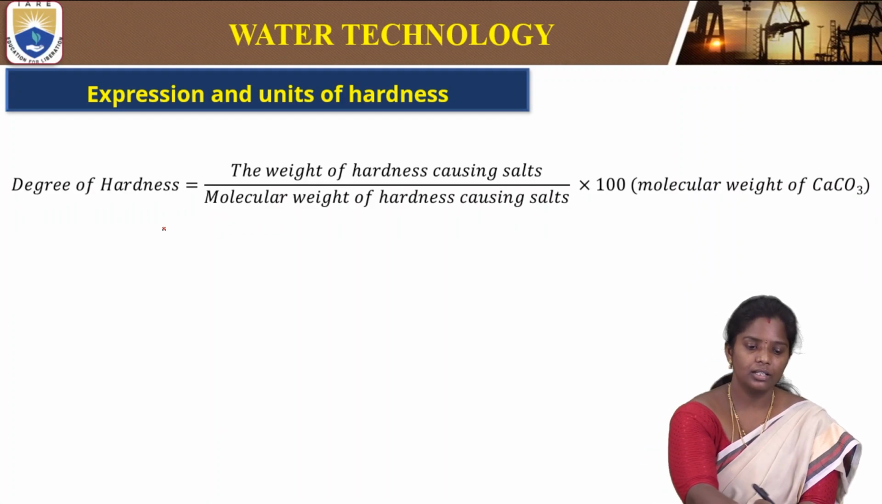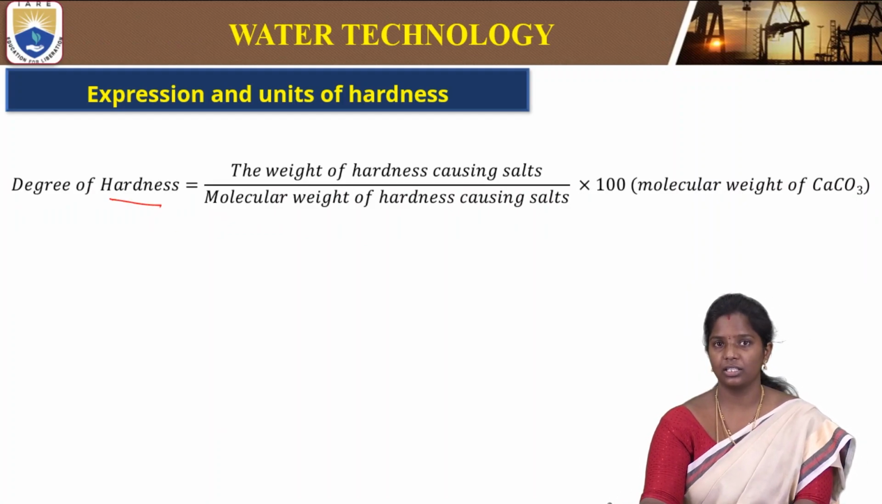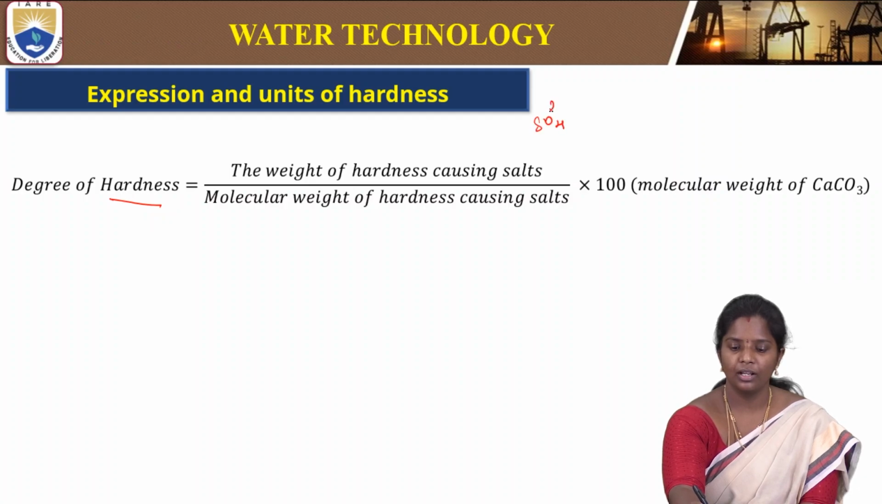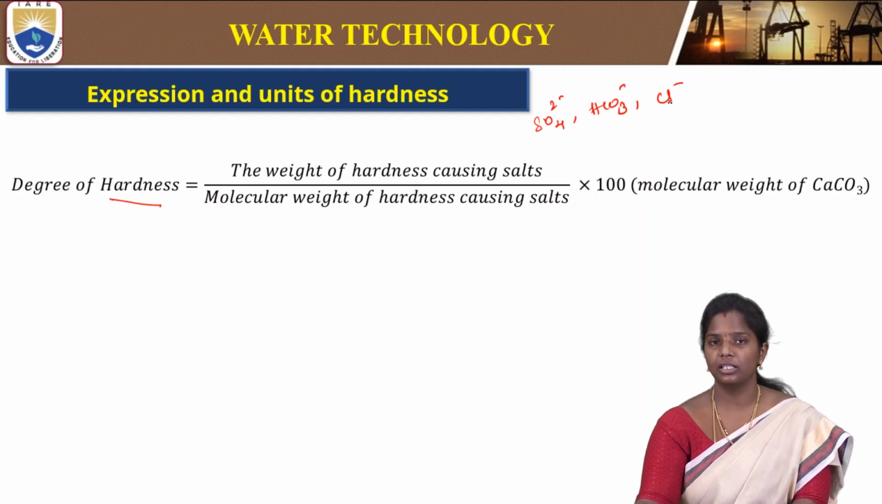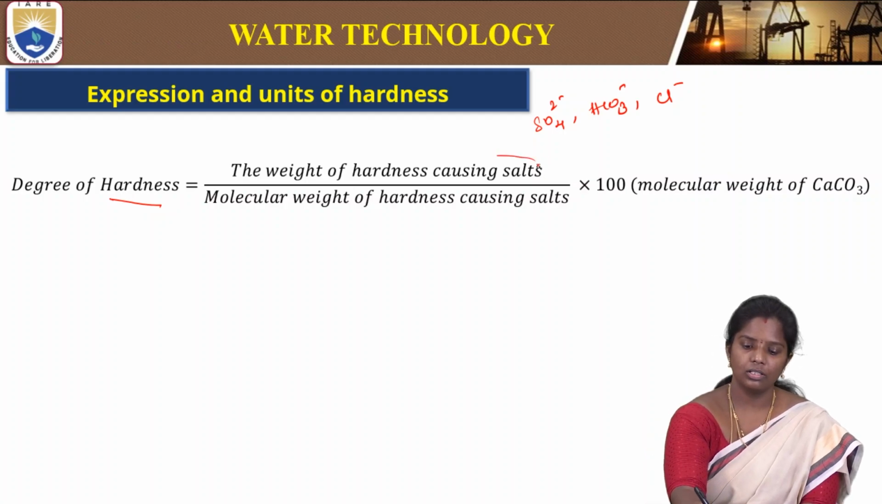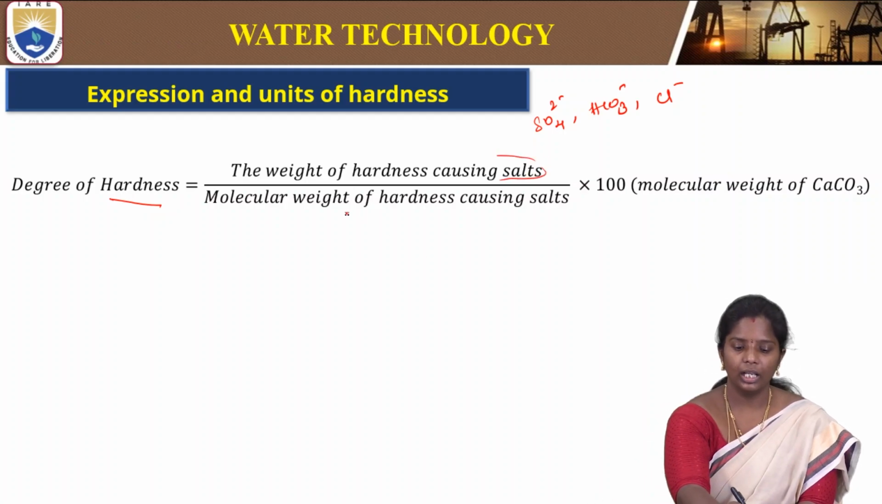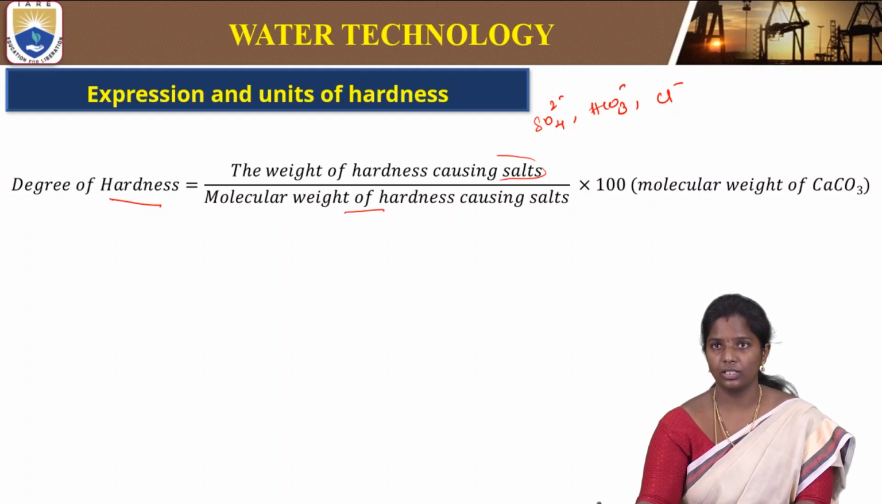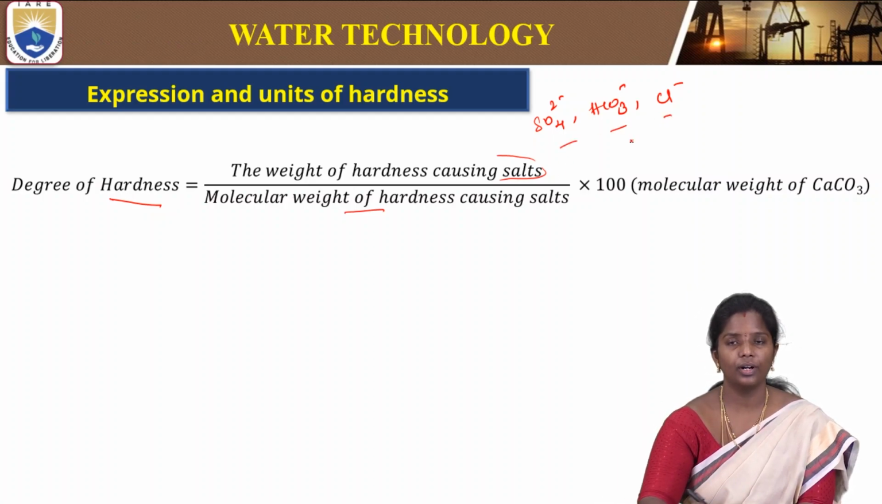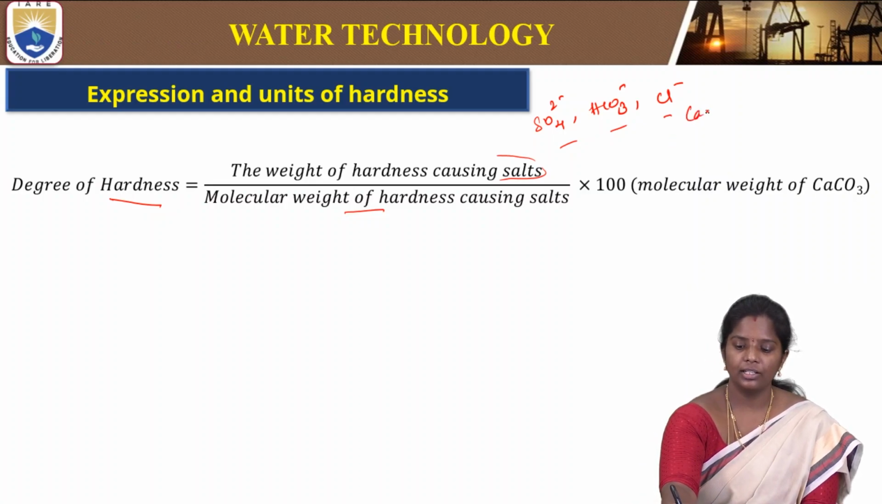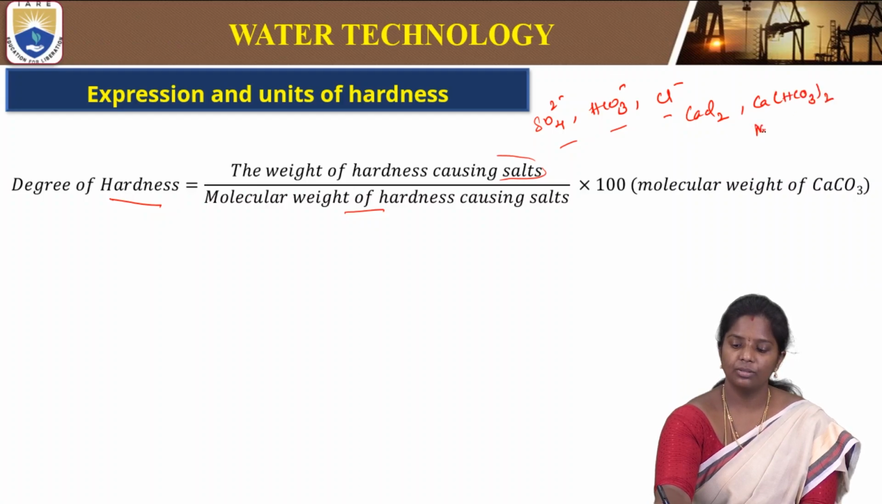Degree of hardness is calculated from the weight of hardness causing salts like sulfates, bicarbonates and chlorides that are responsible for the hardness. They restrict the formation of lather, which causes problems in industrial usage. The weight of these hardness causing salts is divided by the molecular weight of that particular salt, for example compounds like calcium chloride, calcium bicarbonate or magnesium bicarbonate.